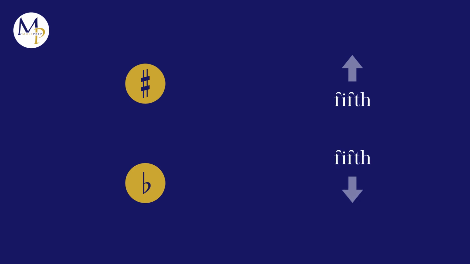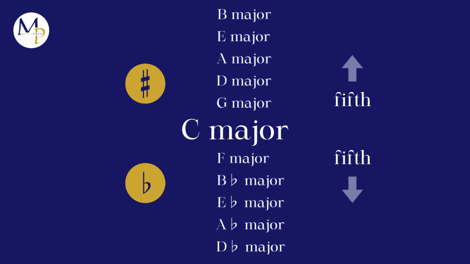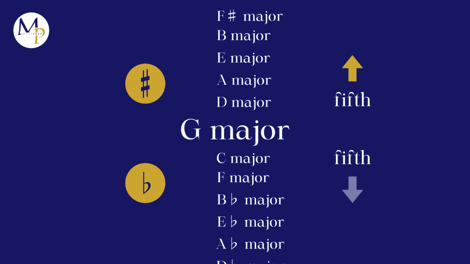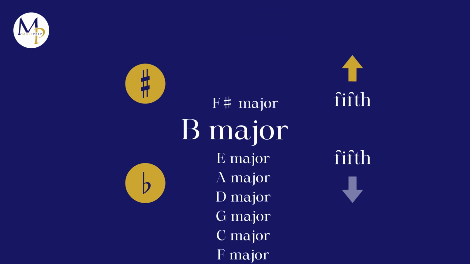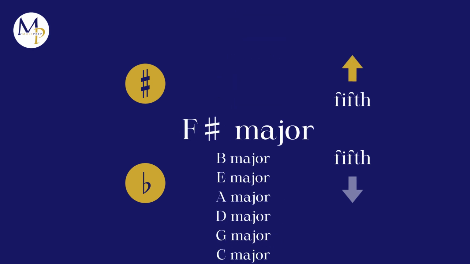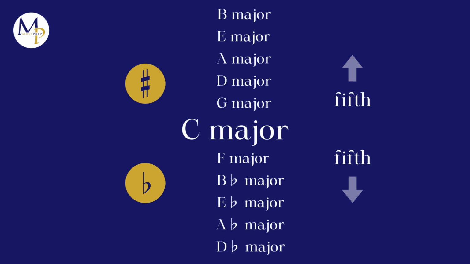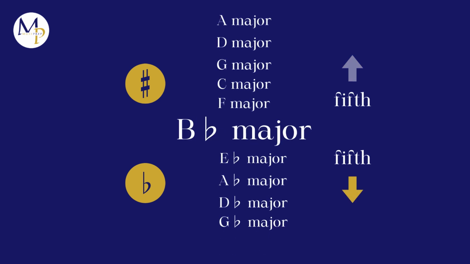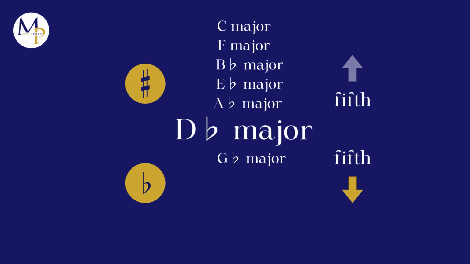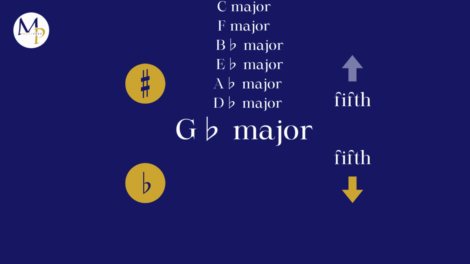If we arrange the sharp keys upward and the flat keys downward in fifths from C, we can immediately see how many accidentals each key has. The keys a fifth above C are G, D, A, E, B, and F sharp. The keys a fifth below C are F, B flat, E flat, A flat, D flat, and G flat.